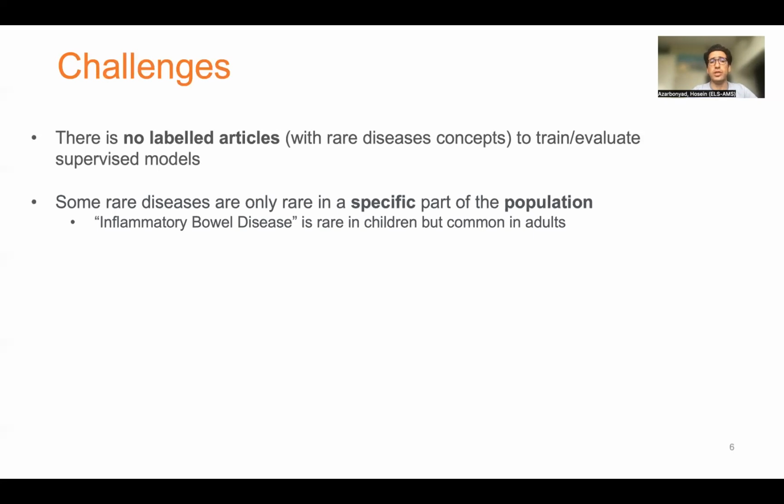And some rare diseases are only rare in a specific part of the population. For example, inflammatory bowel disease is rare in children, but not so rare in adults. So any system that you want to build to annotate articles with rare diseases should be able to pick up contextual information from the articles, other than, for example, the names of diseases.